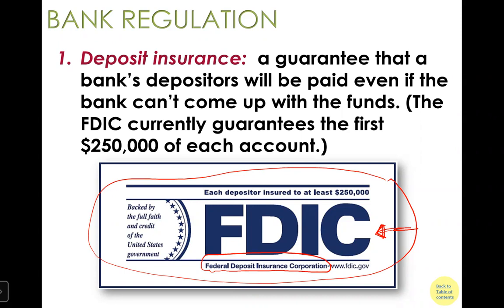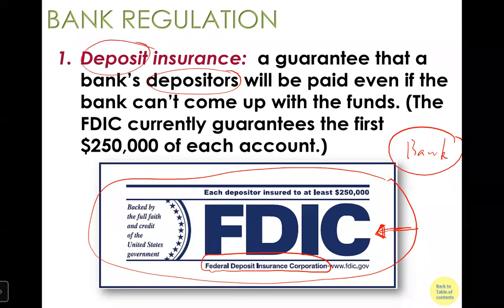But obviously, this insurance comes with a cost, right? It's an operation cost for the bank, because the bank needs to buy insurance for each depositor they have. So there's a cost and a benefit. The cost is the cost to buy the insurance. The benefit is protecting the depositors. Okay? So this is the first regulation.